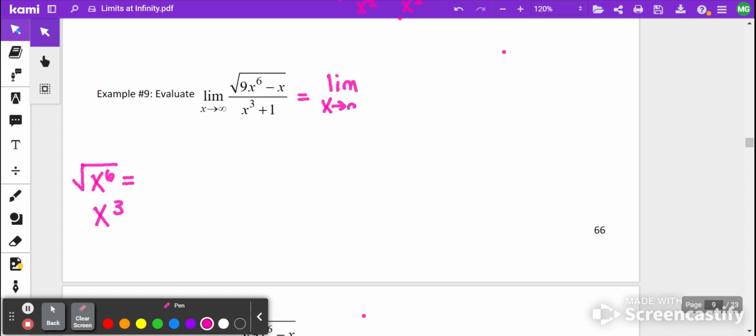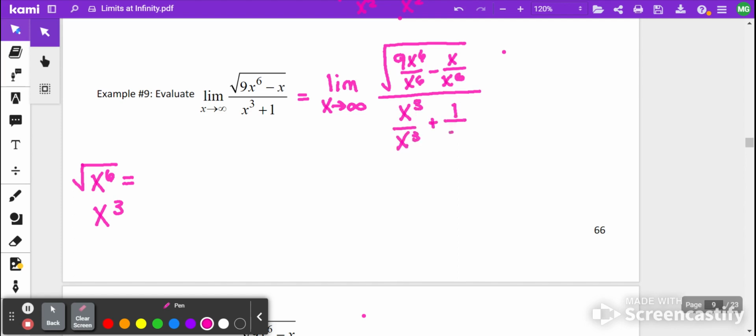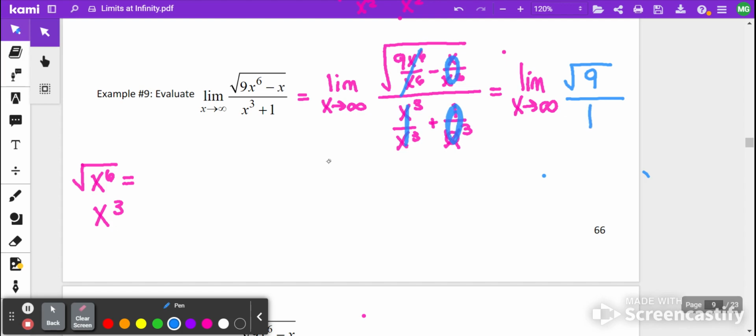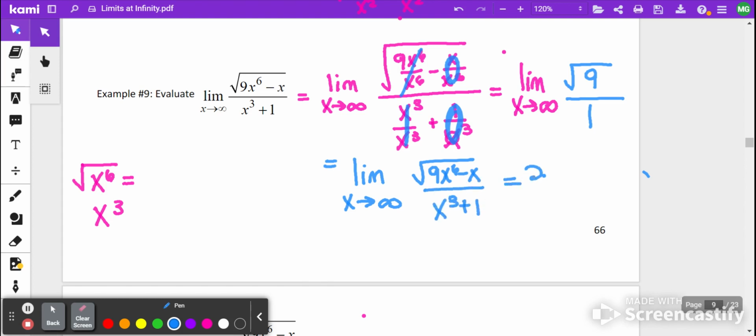So we have the limit as x approaches infinity of 9x to the 6th over x to the 6th minus x over x to the 6th. In the denominator, we will be dividing by x cubed. Oops, x cubed. Just jumping the gun there. So what we get, the limit as x approaches infinity, let's look at how these reduce. So this reduces here. We're left with 9. This is going to approach 0. So we have the square root of 9 over, this is 1. This approaches 0, 1. Therefore, the limit as x approaches infinity is the square root of 9 over 1, which is 3. So we would write this whole thing out, square root of 9x to the 6th minus x over x cubed plus 1, and it approaches 3.